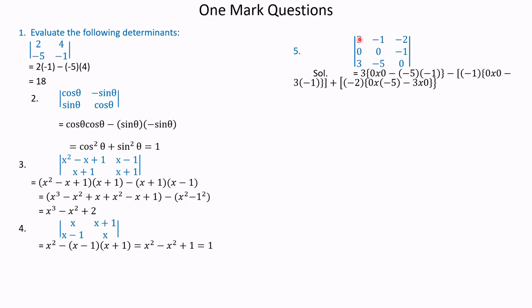First we have to take 3 into, cancel those rows having 3. Cancel this column and this row. If we get the remaining, that is 0 into 0 minus outside, minus 1 into minus 5. So this is the first element.